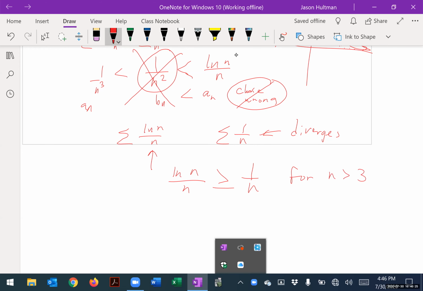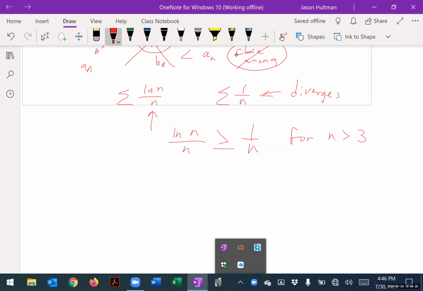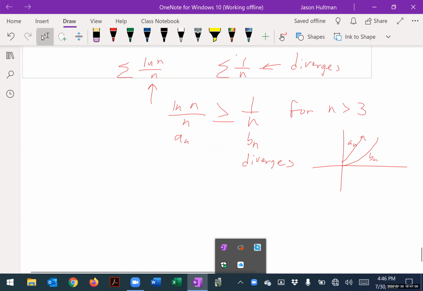Okay, so this is b sub n, this is a sub n, and b sub n diverges. Okay, and so we get a divergent series that diverges, and when this thing is bigger than it, then it must also diverge, right? So if b sub n is smaller and a sub n is bigger and it diverges, then we can use the comparison test. Okay, now why does this thing diverge?